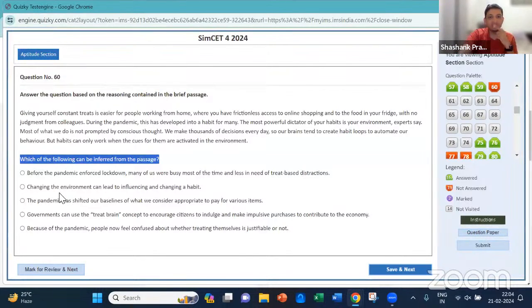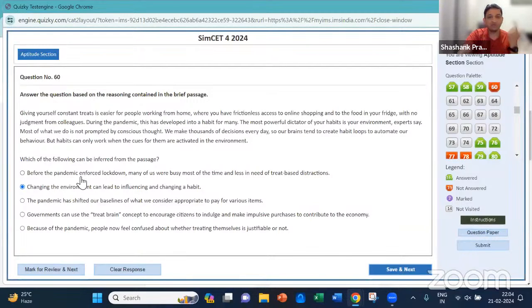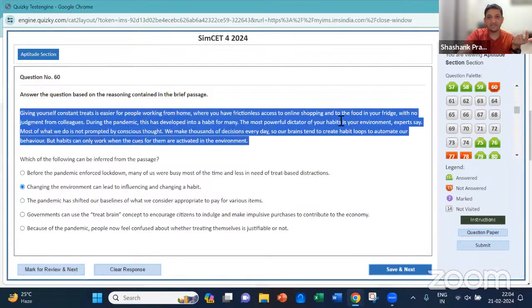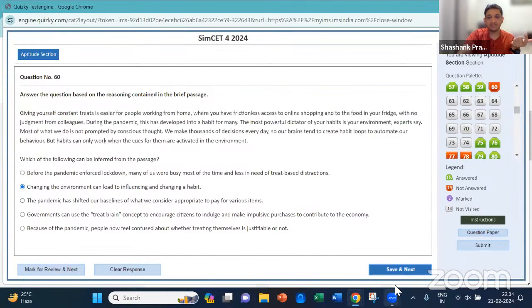Changing the environment can lead to influencing and changing a habit. Yeah, I think I'll go for this because before the pandemic we have not said anything, and this is the statement that I like the most. Most powerful dictator is your environment.